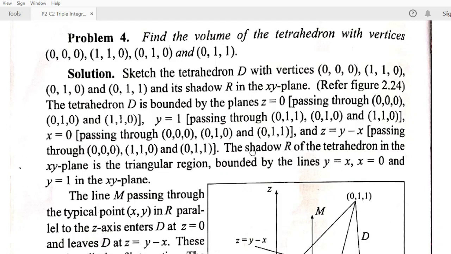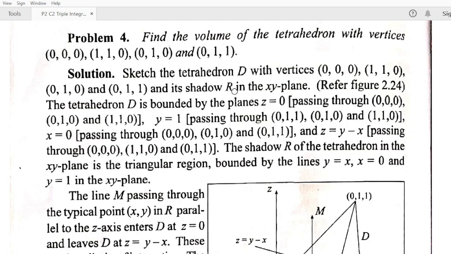Good morning, dear students. In this video, I'll be discussing the solution of certain problems from the topic triple integrals. So first we have problem number 4. Our question is, find the volume of the tetrahedron with vertices 0, 0, 0, 1, 1, 0, 0, 1, 0 and 0, 1, 1. So we have to find the volume of the tetrahedron whose vertices are these 4 points.